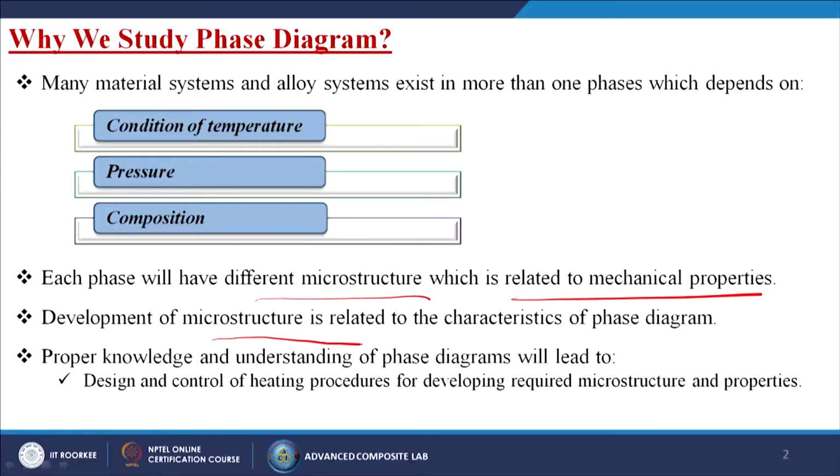Development of microstructure is related to the characteristics of the phase diagram, and proper knowledge and understanding of the phase diagram will lead to design and control of heating procedures for developing the required microstructure and properties. Sometimes we may be heating the material, or cooling it down rapidly, or step by step, so that we get different material characteristics at different temperature zones, or the same material at different conditions will show different properties.